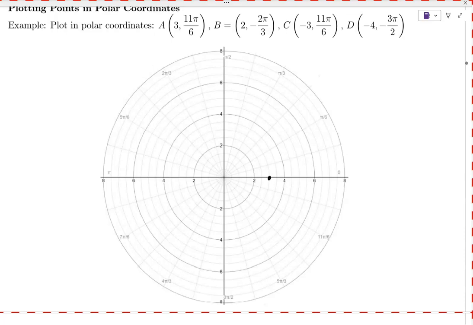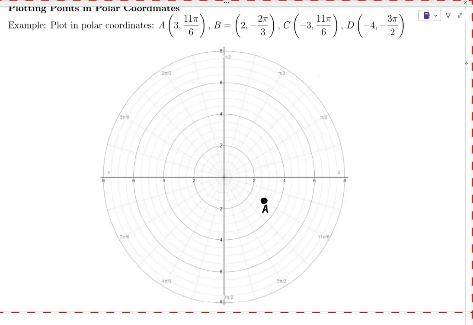From this point, I need to rotate counterclockwise because it's a positive angle. So I'm going to go out 3 and rotate all the way around to 11 pi over 6 and end up right here. So this would be the point 3, 11 pi over 6. I'm going to label it as A so I don't have as many things on there. So you went out 3 units and then around 11 pi over 6 for your angle. Does that make sense? I'm going to erase this arrow that I put on here because this is going to make things messy.